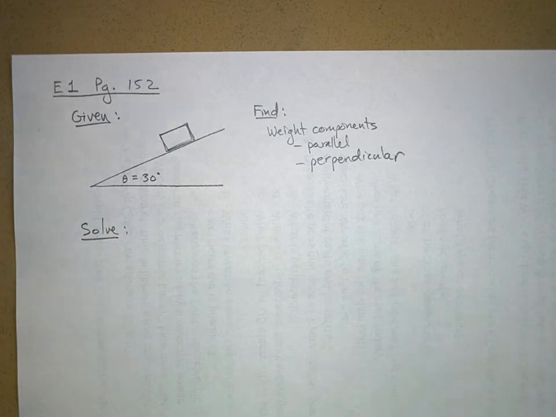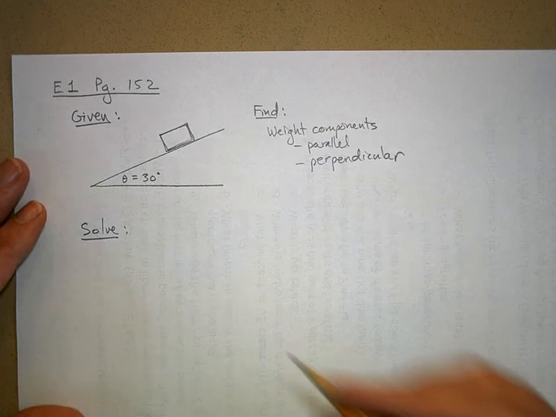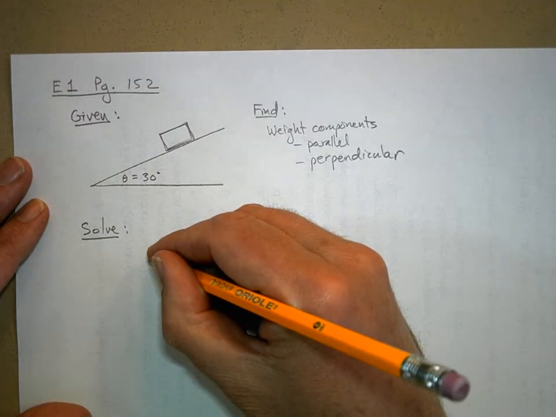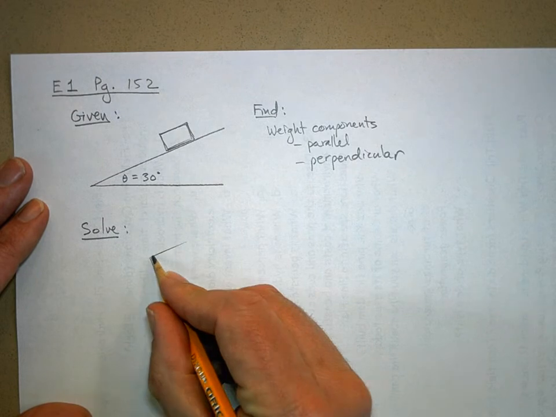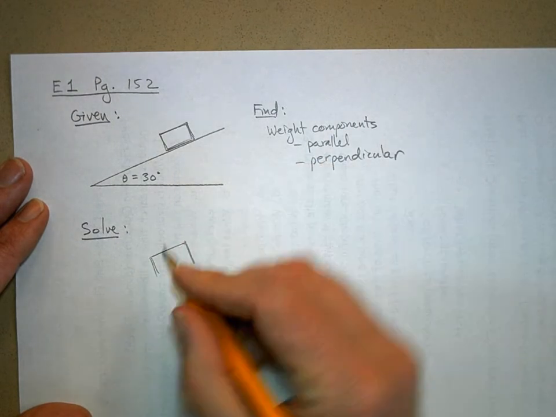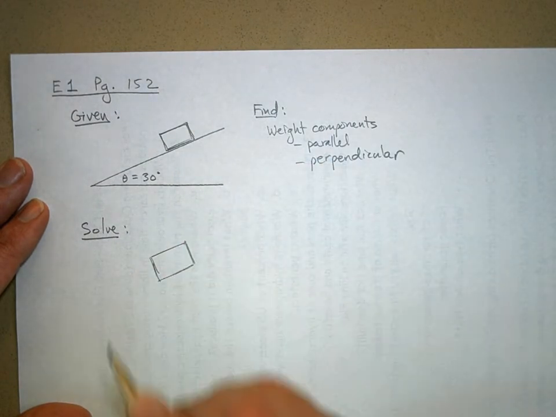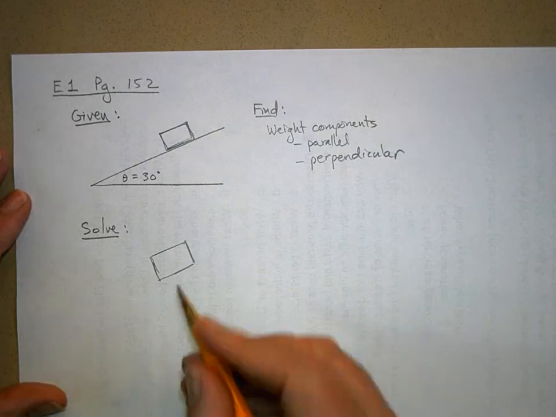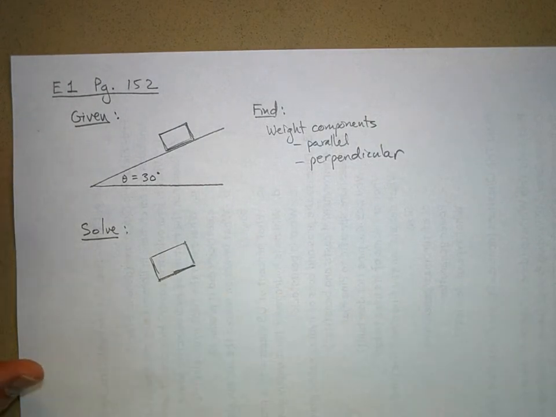Now I'm going to go a little bit beyond where this problem called for, because it's going to lead to what you're going to do in the next problem anyway. Let's draw a free body diagram of this guy. Now it's not asking you to draw a free body diagram. You could have done it without. But I'm just going to do it anyway.